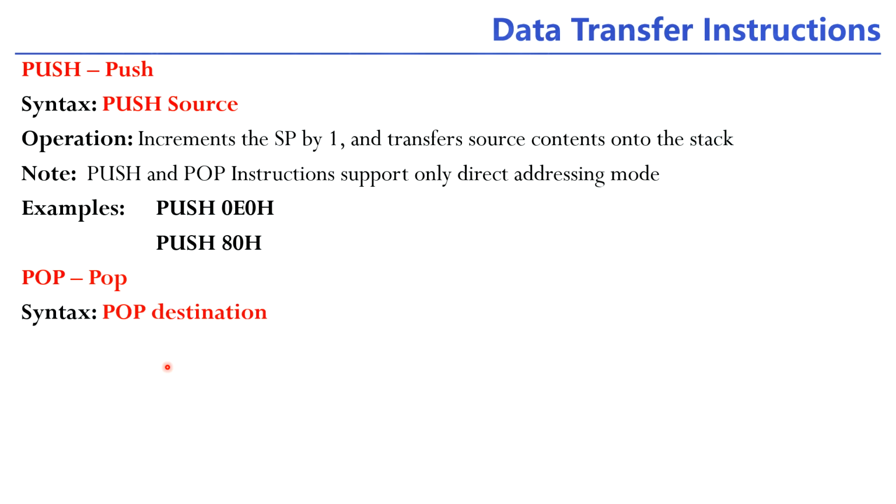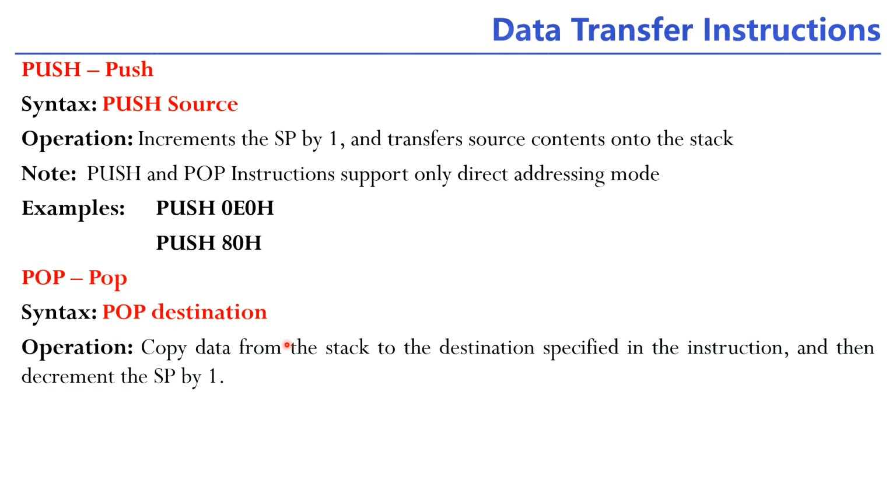Next thing, the pop instruction, right? In the pop instruction, you see here POP destination. You remember, in push we use the source, here we use the destination. This is the difference between push and pop. Operation of this pop instruction: copy data from the stack to the destination specified in the instruction and then decrement the stack pointer by 1. This is the difference between push and pop. In this case the stack pointer is incremented, here it is decremented. We can take examples here: POP 80H and POP 0E0H.